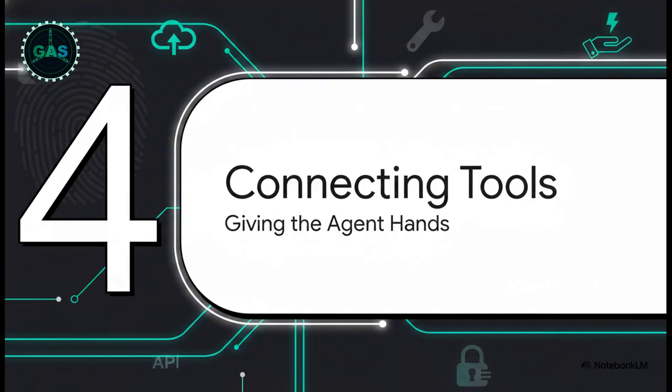All right, let's move into Section 4, connecting external tools. This is about giving the agent hands. This is exactly how an agent interacts with the real outside world. We do this by connecting the agent to our everyday applications using custom connectors and simple API keys. This is the big transition. It takes the agent from just being a thinking machine to an acting machine.